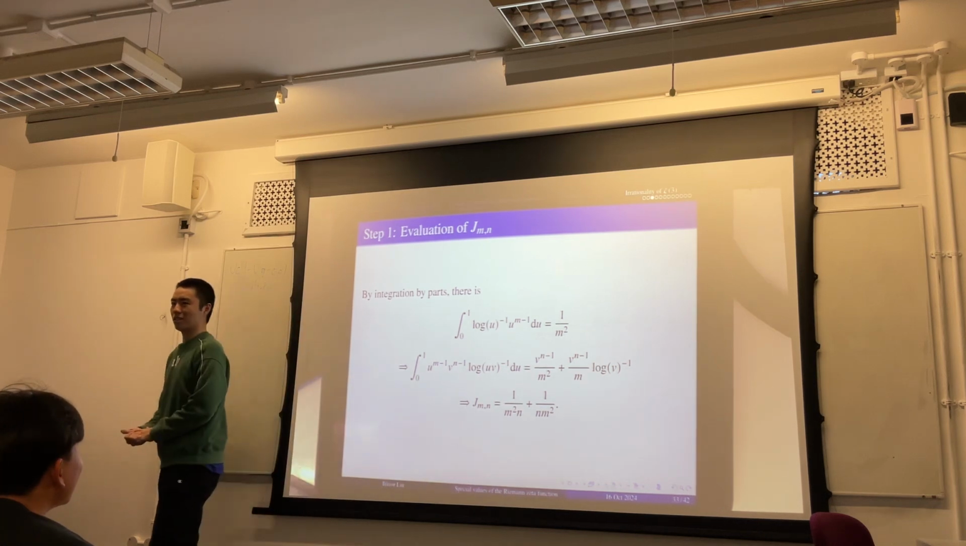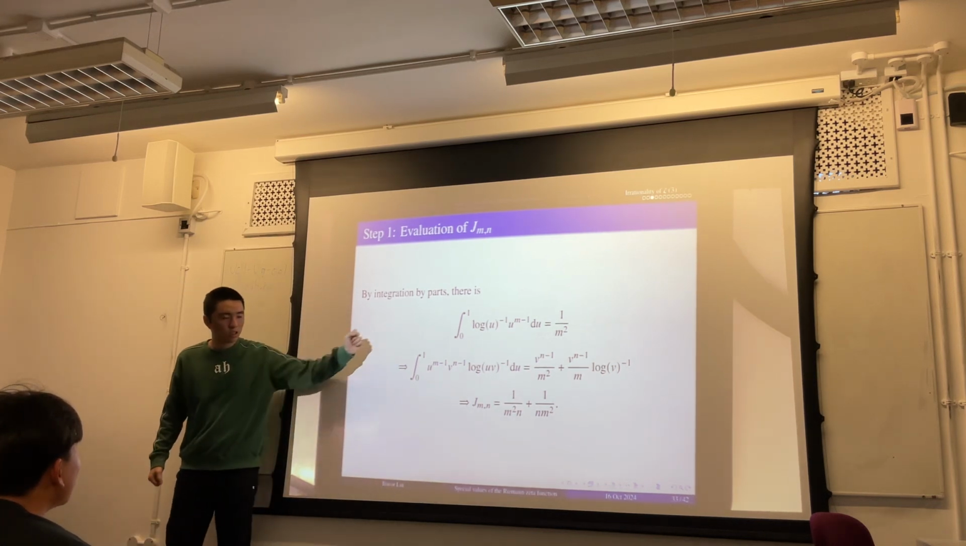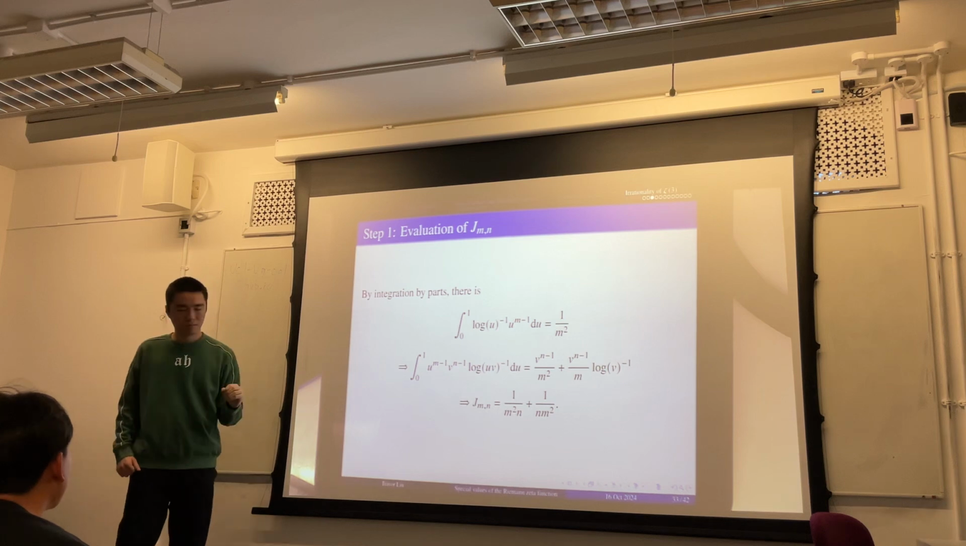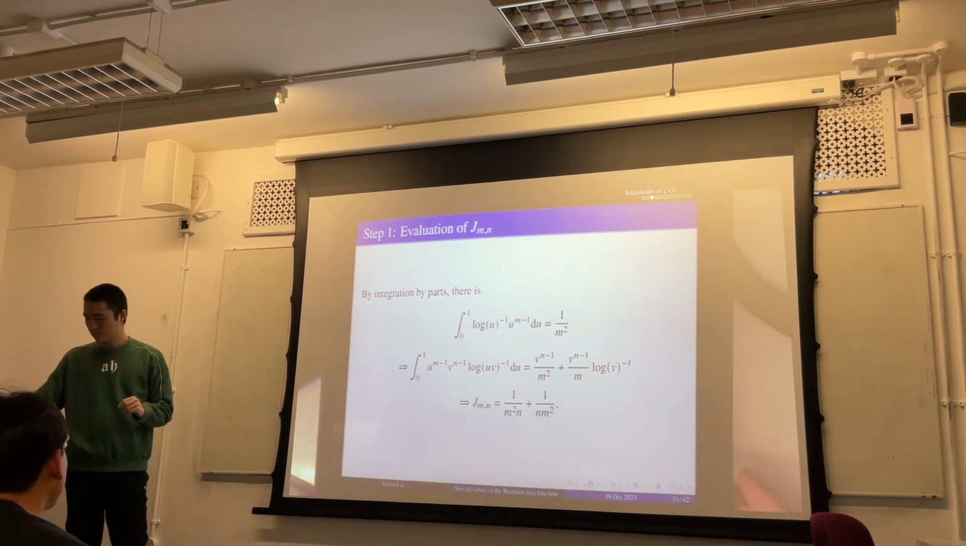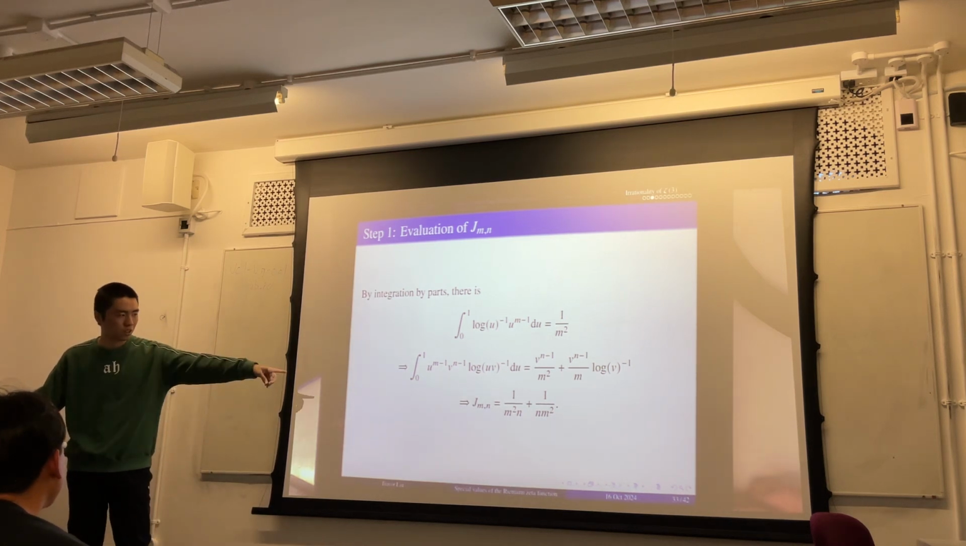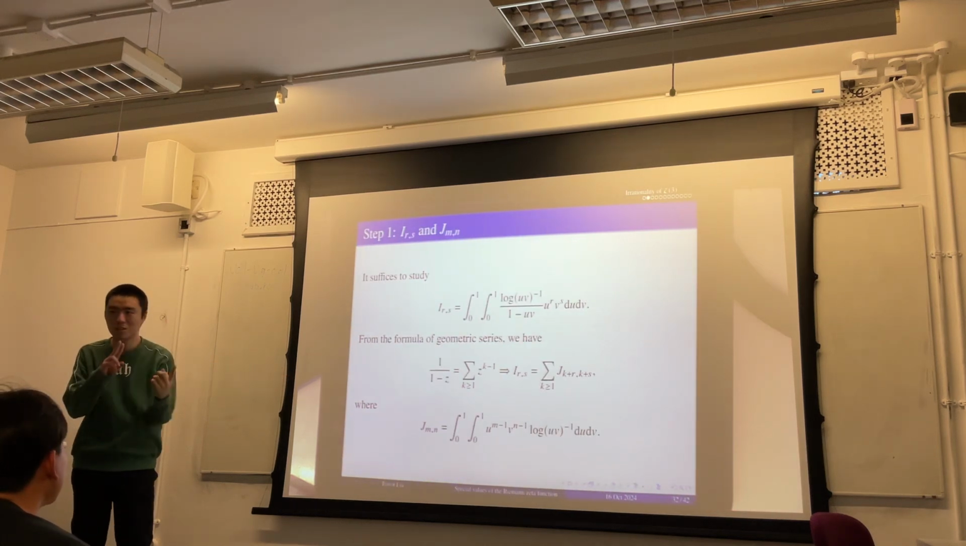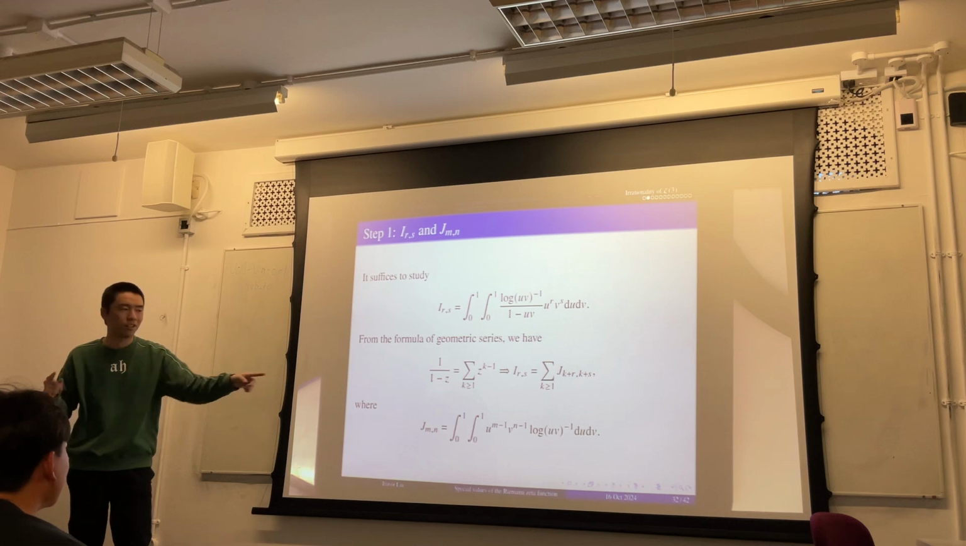Oh wait, what's that one? J m n equals 1 over m squared n plus 1 over n m squared. This actually reflects that the integral is symmetric. Like if you replace m and n, yeah, that's symmetric. And it should be.